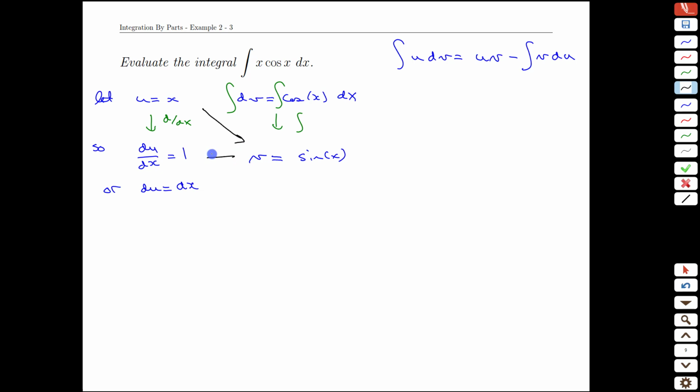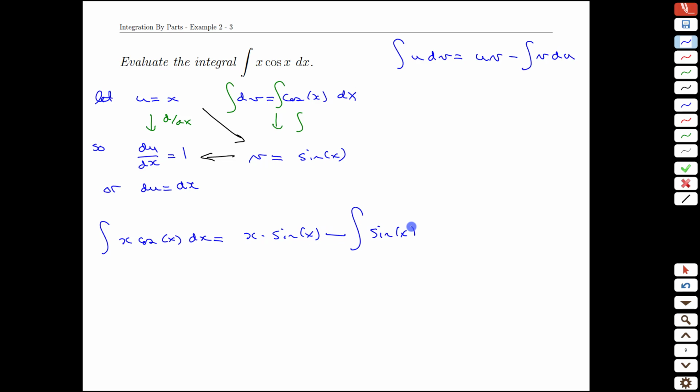Next, a little mnemonic with the arrows here. Our integral of x cos of x dx can be replaced by u times v, uv, so x times sine of x, minus the integral of v, sine of x, du, and du is just dx. Perfect. Let's put those notes in here so we can track where everything came from. Away we go.